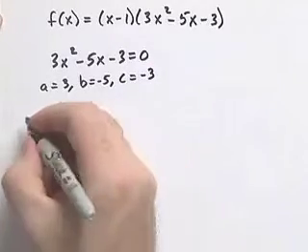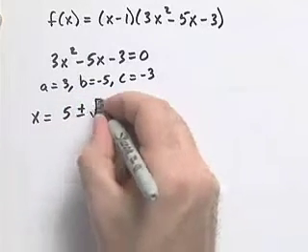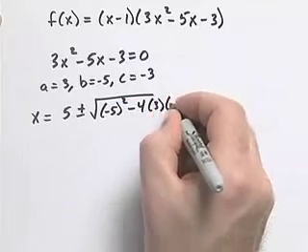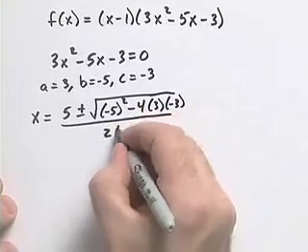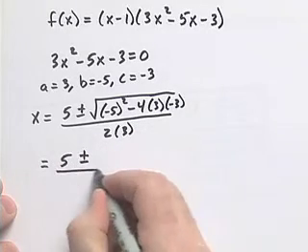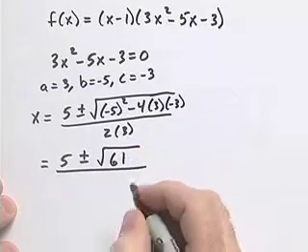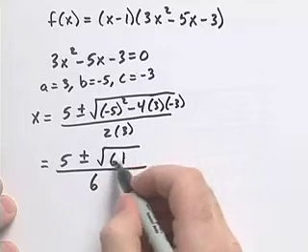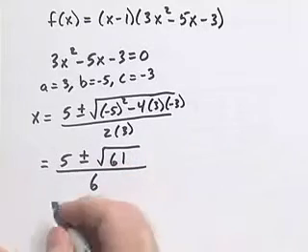If we plug these values into the quadratic formula, we'll get x is equal to 5 plus or minus the square root of negative 5 squared, minus 4 times 3 times negative 3, all over 2 times 3. It gives us 5 plus or minus square root. Now if we work out what we get on the inside, it turns out to be 61. And our denominator here is 6. Since 61 is not a perfect square, there's no way we can reduce this, and there's no perfect square factors of 61, and these are our two remaining zeros.